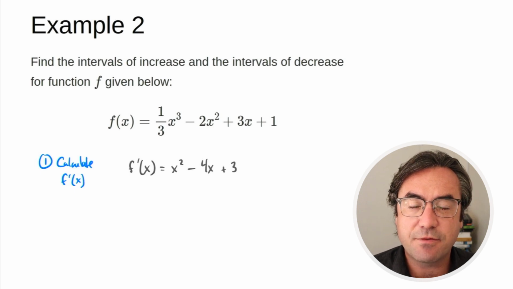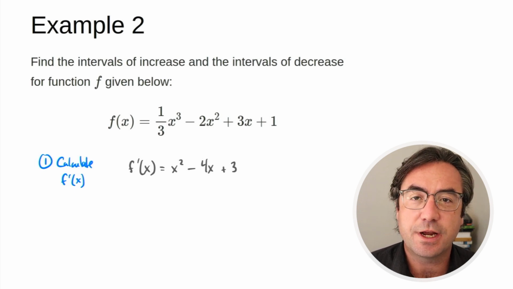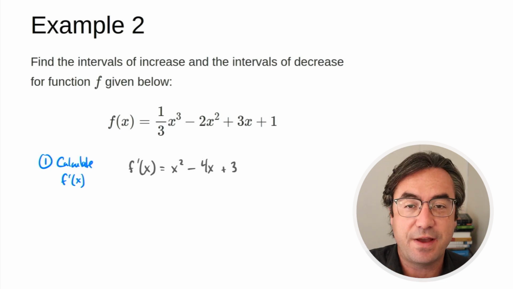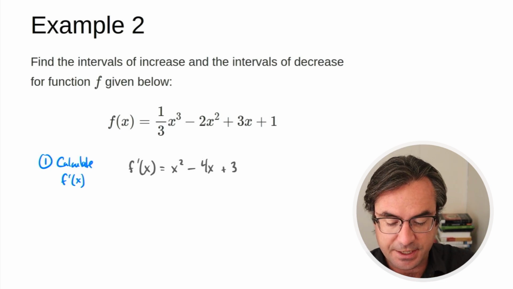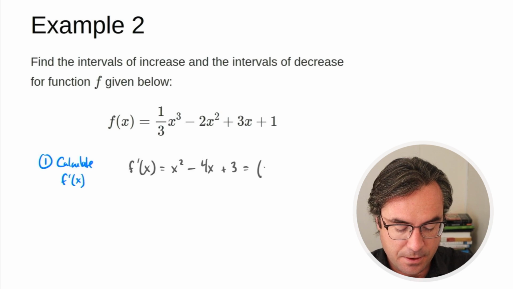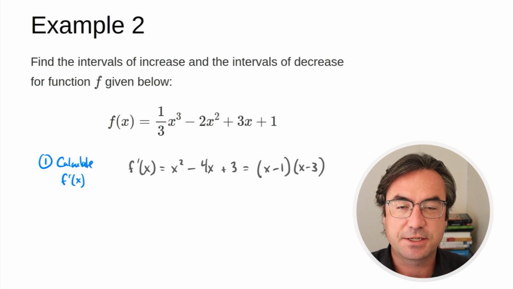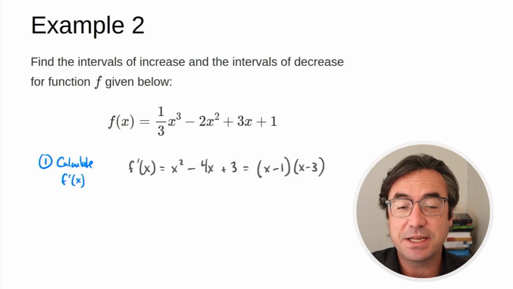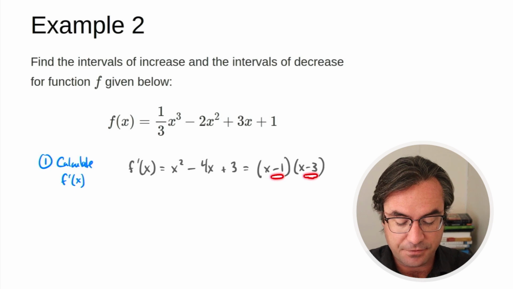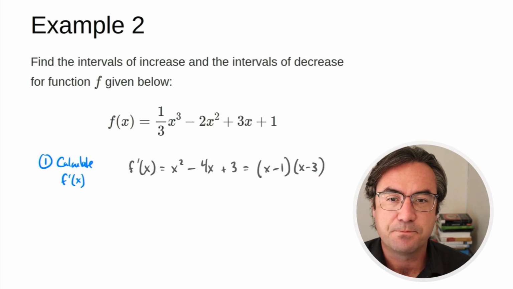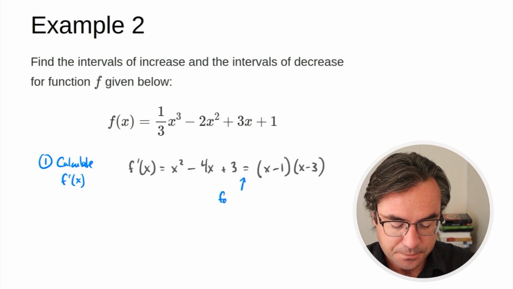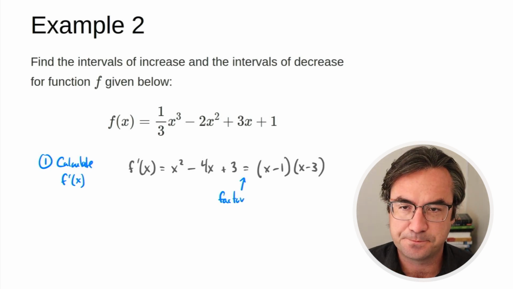Now, as soon as we have our first derivative, it's usually a good idea to try to factor it right away, because we're going to use that factoring. So in this case, it factors nicely into x minus 1 times x minus 3. So negative 1 times negative 3 multiply together to give us positive 3, and then negative 1 and negative 3 add together to give us negative 4. So it factors nicely. So this is a good thing to do if you can do it right away.